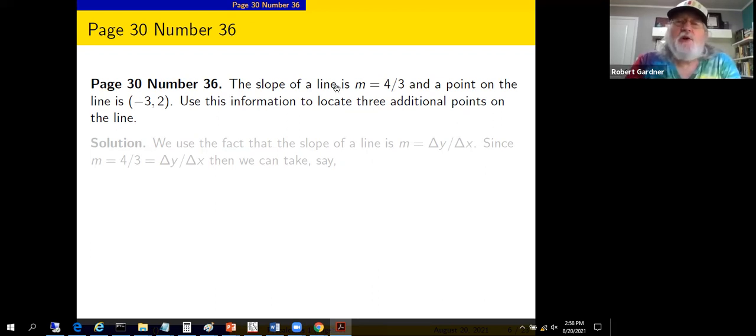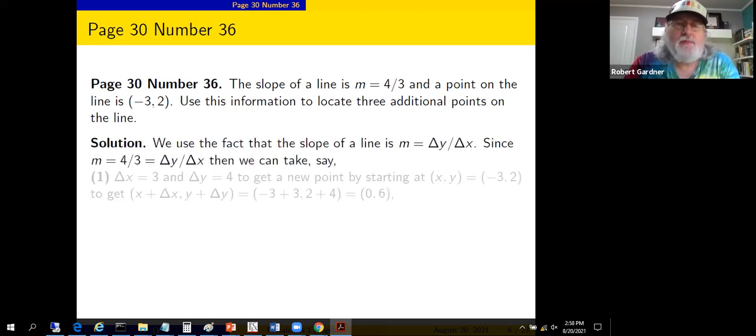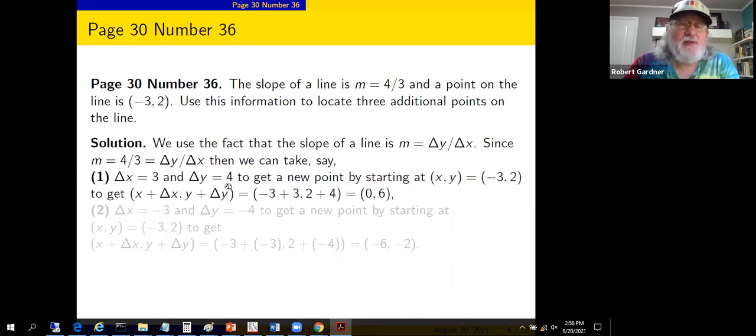But let's use the slope and a given point, and I foreshadowed this in earlier explanations. Let's find other points. So we use the fact that the slope of the line is change in y over change in x. And here we know the slope is 4/3. So the ratio, the change in y to the change in x, is 4/3. And then we can take, say, for example, the following. We want to choose delta y and delta x such that they're in a ratio of 4:3. How about we take delta x equals 3 and delta y equals 4? Then the ratio of this to that will be 4/3. It's a ratio. I could choose lots of stuff.